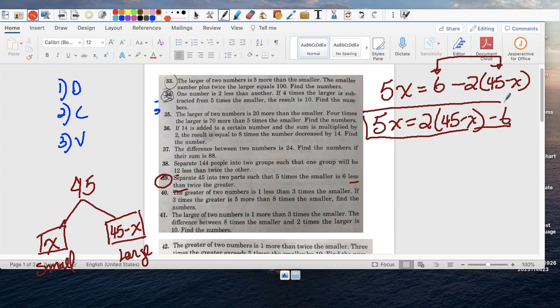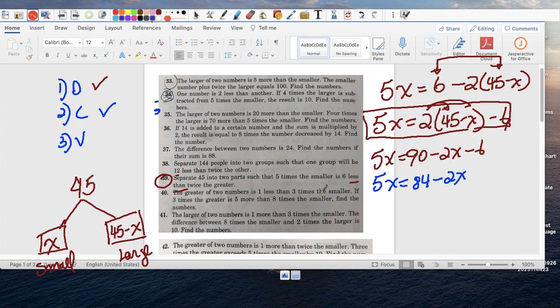Okay. Go through your check. Distributive property? Yes, there is. So 5x equals 90 minus 2x minus 6. Distributive property happens here. Combine like terms? Yes, there is. I can combine 90 and 6. So again, 5x equals 90 minus 6, which is 84, minus 2x. Third, check if there are variables on both sides. And there is. One is 5x and the other one is negative 2x.